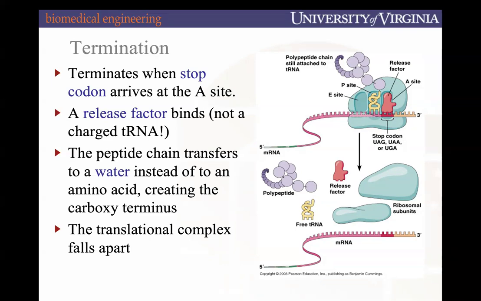Once that carboxyl terminus is created, that's going to promote the termination of the entire translational process, and it's going to promote the disassembly of this entire complex, the disassembly of the ribosome and all of these factors present, once this release factor comes in and we have the formation of the C terminus here.